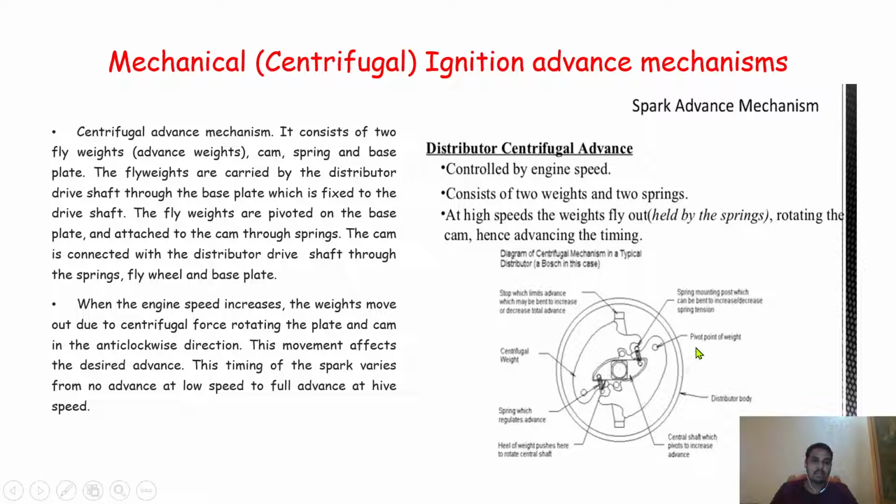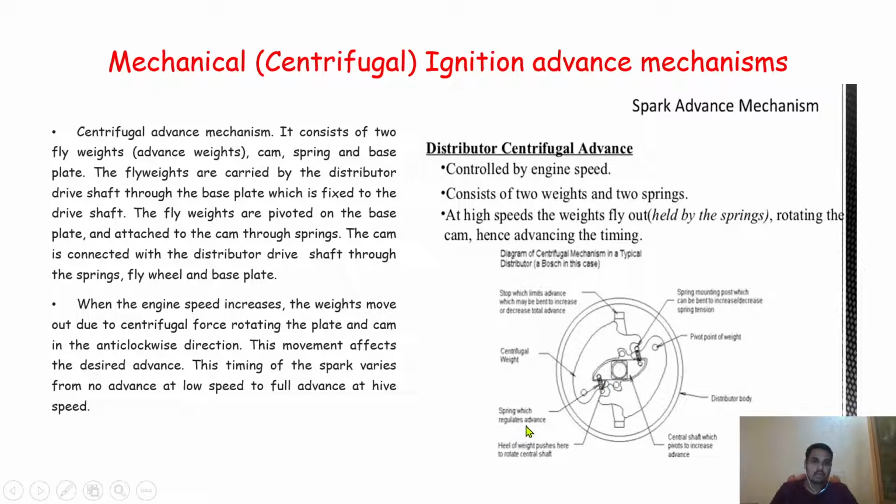We start with the pivot point of the weight. Here is one weight and another weight over here. Then there is the distributor body. Again, the central shaft, which pivots to increase the advance. Then the heel of the weight, which pushes here to rotate the central shaft.